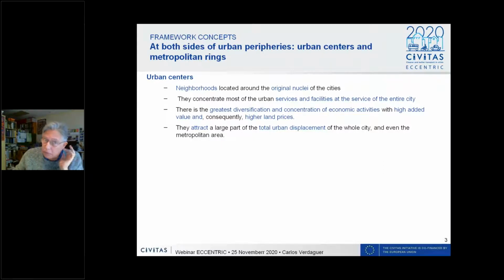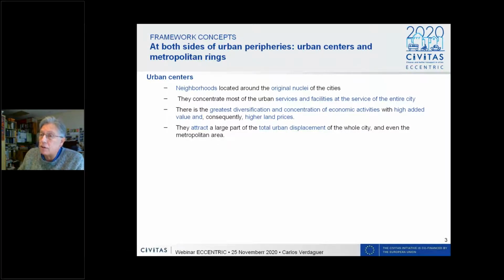They concentrate most of the urban services and facilities at the service of the entire city. So to say, the opera is in the urban centers, normally not in the urban peripheries, and the central offices of the ministries and administrative places in capital cities are in the urban centers, not in the peripheries. This is where the greatest diversification and concentration of economic activities are, of course with a high added value and consequently much higher land prices. They attract a large part of the urban displacement of the whole city and even from the metropolitan area.